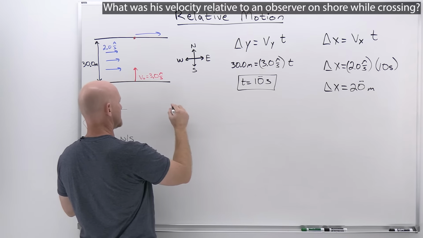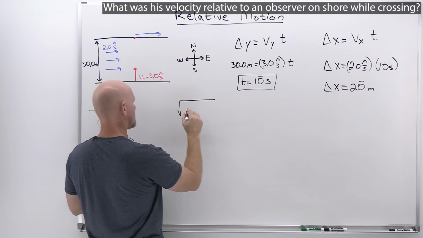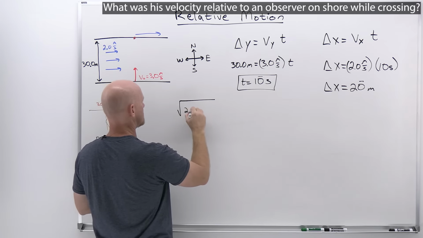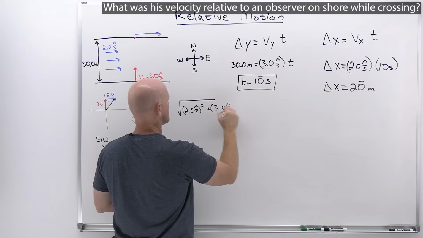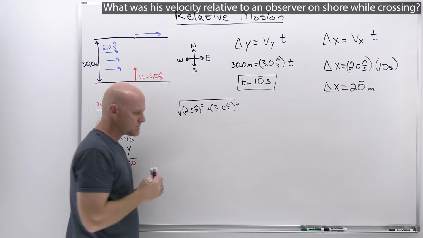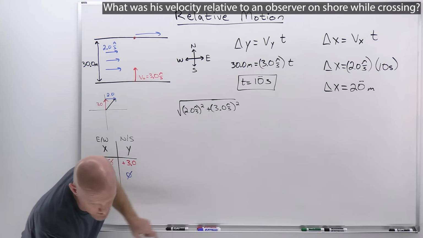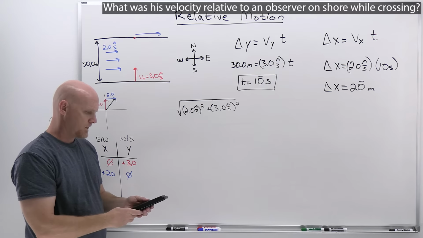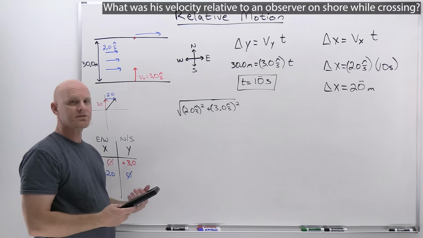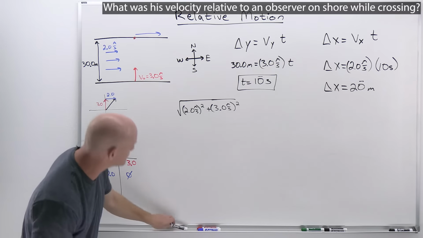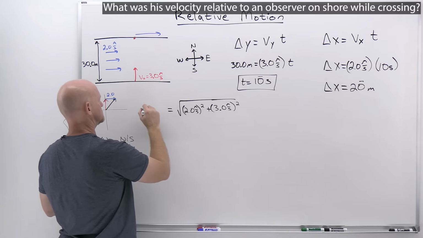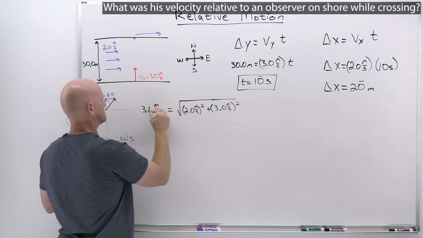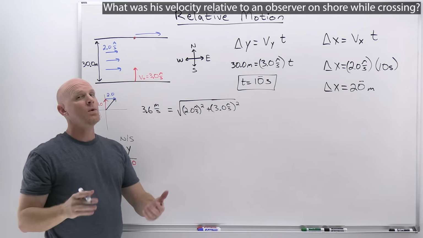And so in this case, we're going to get the square root of the x component squared, so 2.0 meters per second squared, plus the y component squared, 3.0 meters per second squared. So 2 squared is 4, 3 squared is 9, 9 plus 4 is 13, and the square root of 13 is 3.61. And I'm going to round it to 2 sig figs again, so 3.6 meters per second. But now we need a direction here.